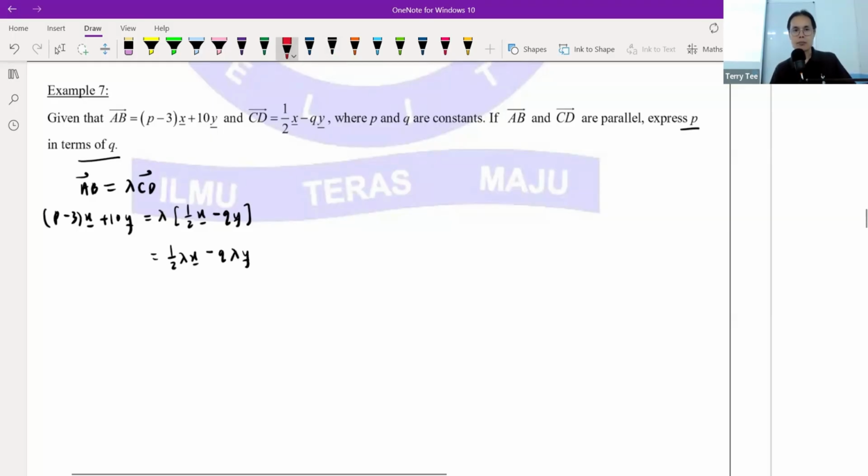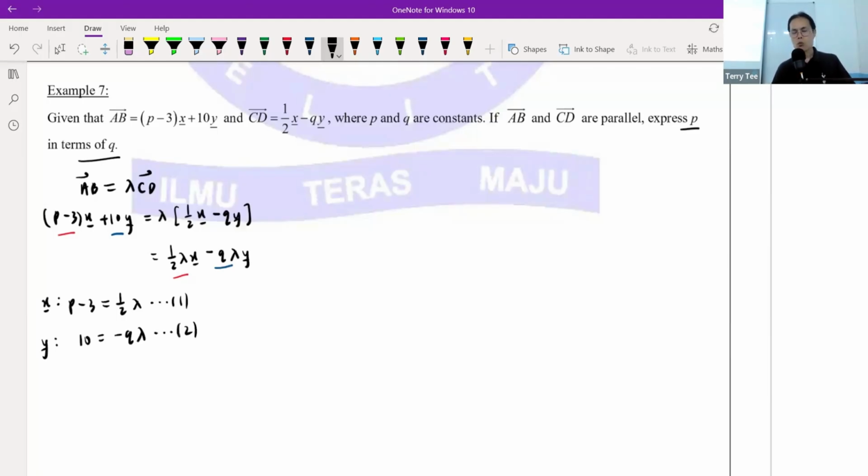Again, we use the same method like just now. We compare the number in front, the coefficient of x. You should see the number in front of x is p minus 3, and the result is half lambda. First equation. The number in front of y is, let me use a different color, blue, 10. 10 equals negative q lambda. What we want to do is find p in terms of q. That means we need to get rid of lambda. To do so, we can take equation 1 divided by equation 2.